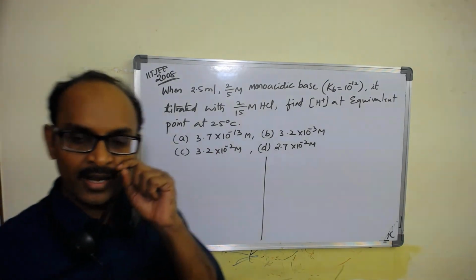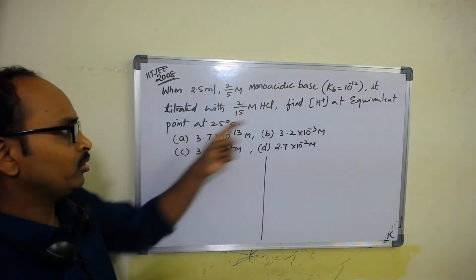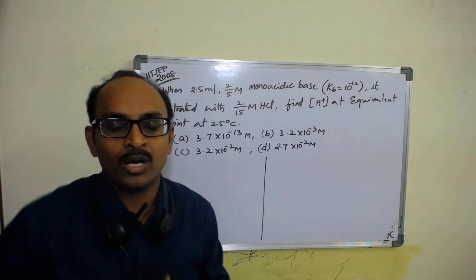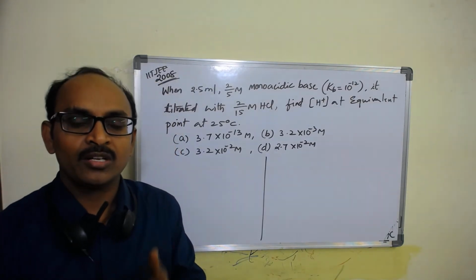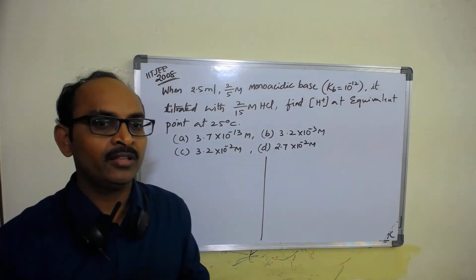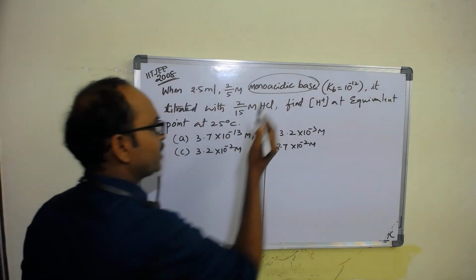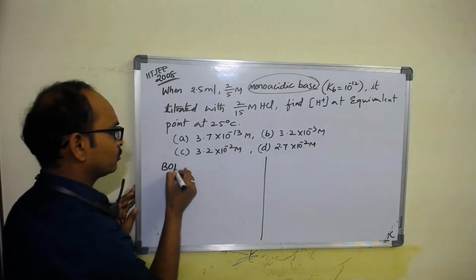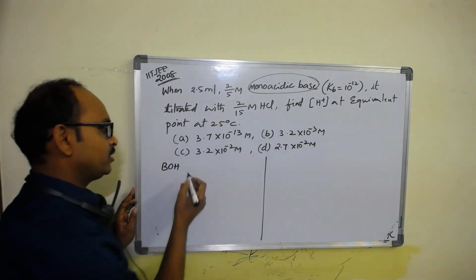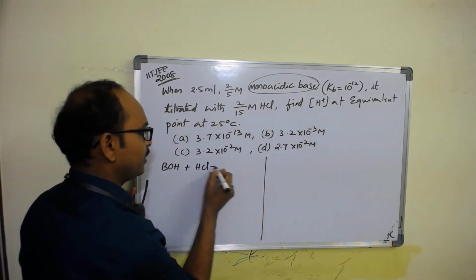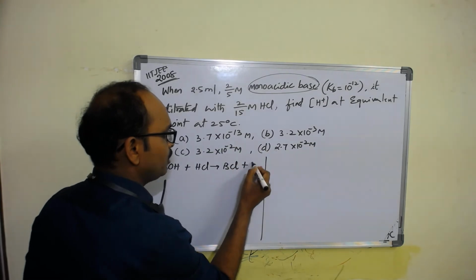Let me explain this reaction. First we have to discuss the equivalent point. What is this equivalent point? The point at which acid is completely reacted with the base. Now I will take this base as BOH. When this reacts with an acid like HCl, it forms BCl and H2O.